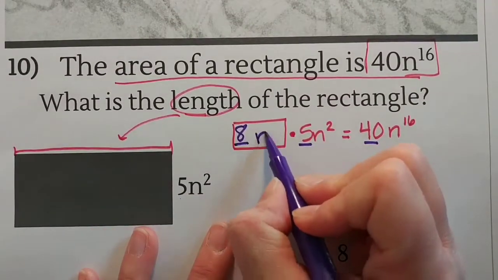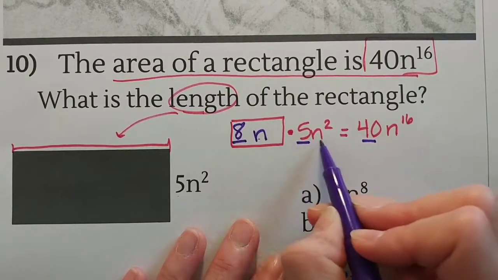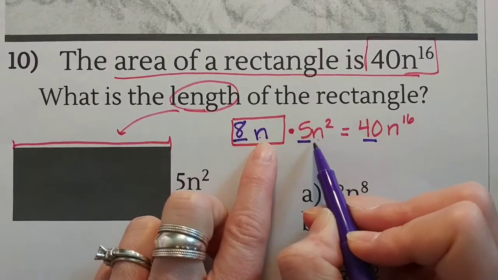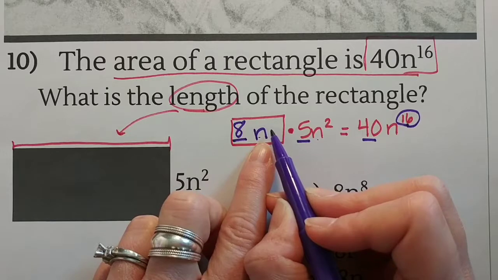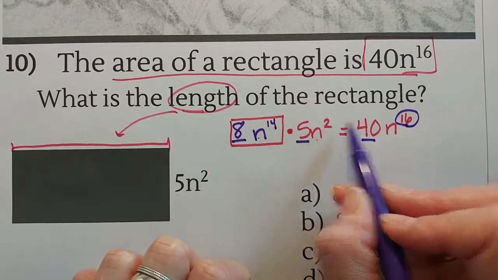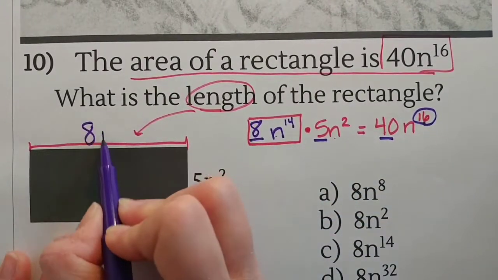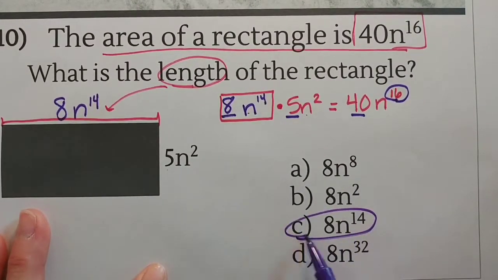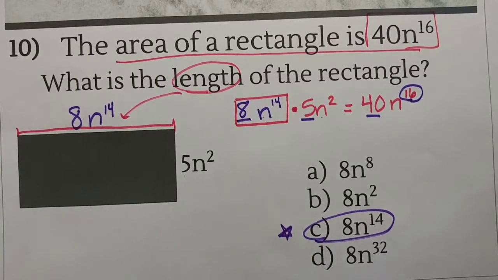Now let's do the variable. Remember, when we're multiplying powers with the same base, we add the exponents. So these two exponents would need to be added together to give us n to the 16th. What would this one have to be? You're right, 14. Then if we added them, we'd get 16. So, looks like the length would have to be 8n to the 14th. Did you get it right? It would be C. Very good. And that's all I have for you today. That's lesson 7-4. Have a good day.